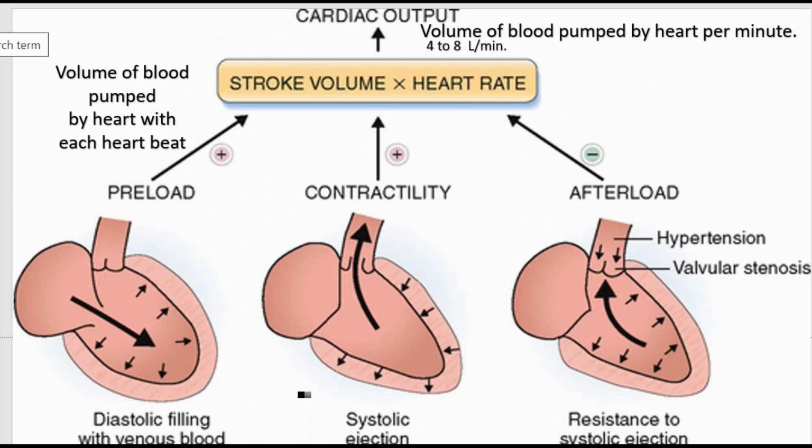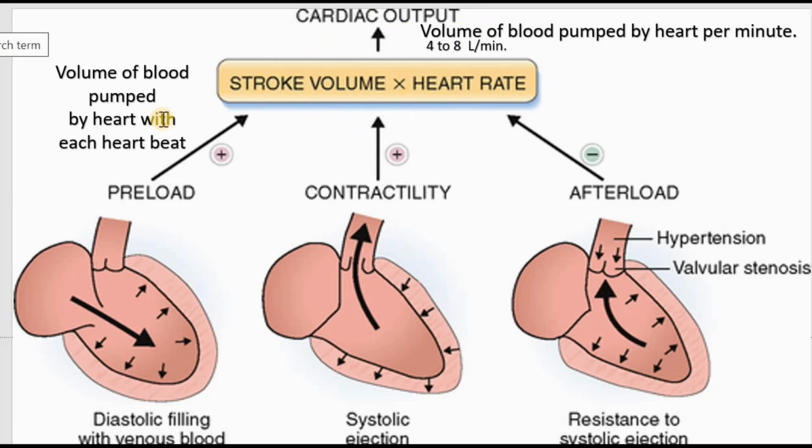It is the output of the heart, or the blood volume pumped by the heart in 1 minute. Normally the heart pumps around 4 to 8 liters of blood in a minute. You get cardiac output by multiplying stroke volume by heart rate. So remember the formula: cardiac output, CO, is equal to stroke volume times heart rate.